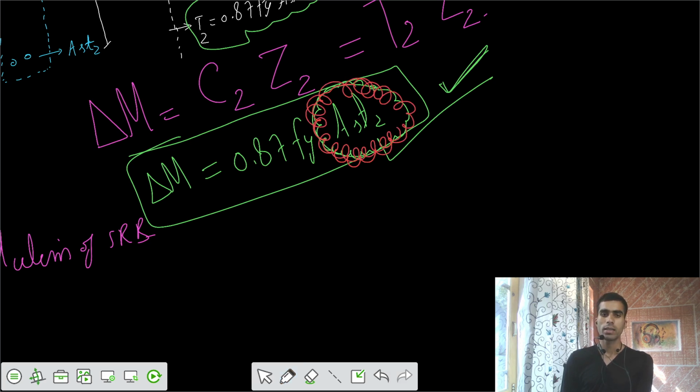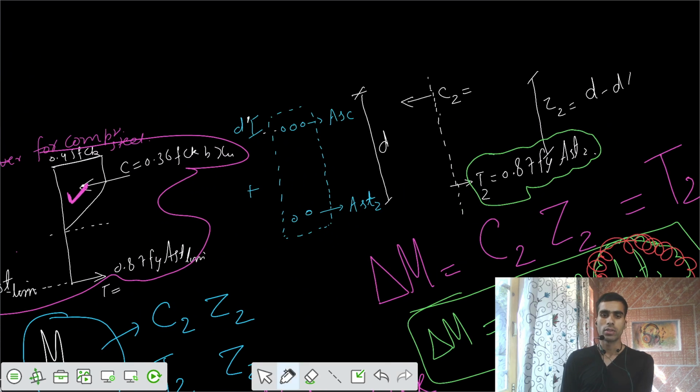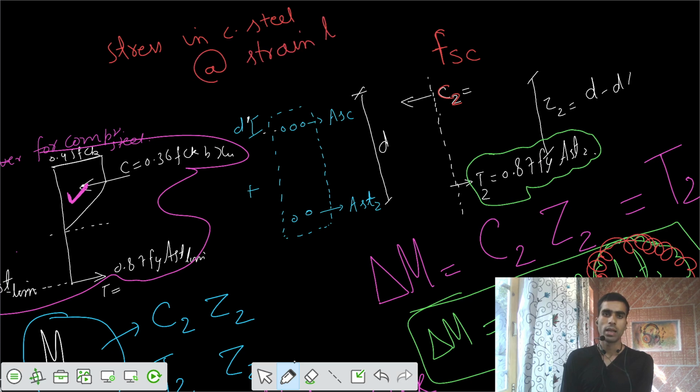Now talking about that C2, this is the C2 force that is because of some stress in the steel in the compression zone. Let's write that as the stress in compression steel at the level of strain equal to ESC.